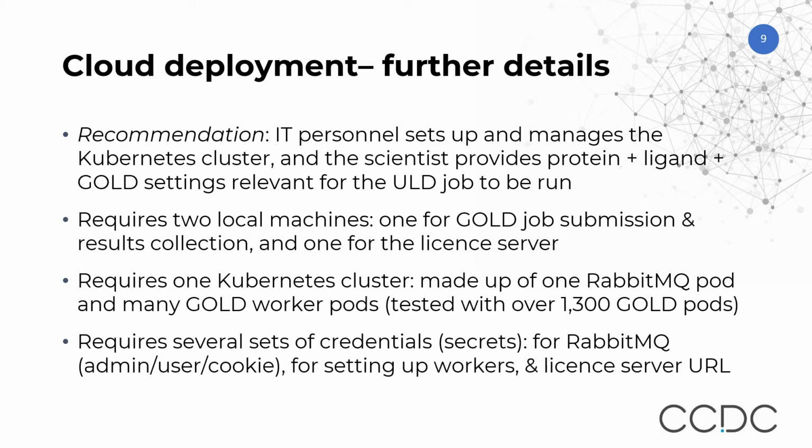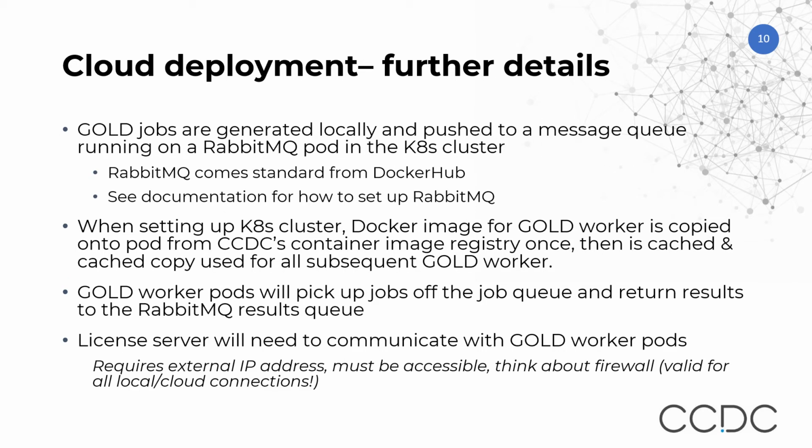The cluster is made up of one RabbitMQ pod and many gold worker pods. We have tested it with 1,300 gold worker pods. The setup also requires several sets of credentials, also called secrets. There are 3 such secrets for RabbitMQ pod, and there are also secrets for setting up gold worker pods and for the URL of the license server. You can also find this information in the user guide that we provided CCDC. I will now tell you how it actually works.